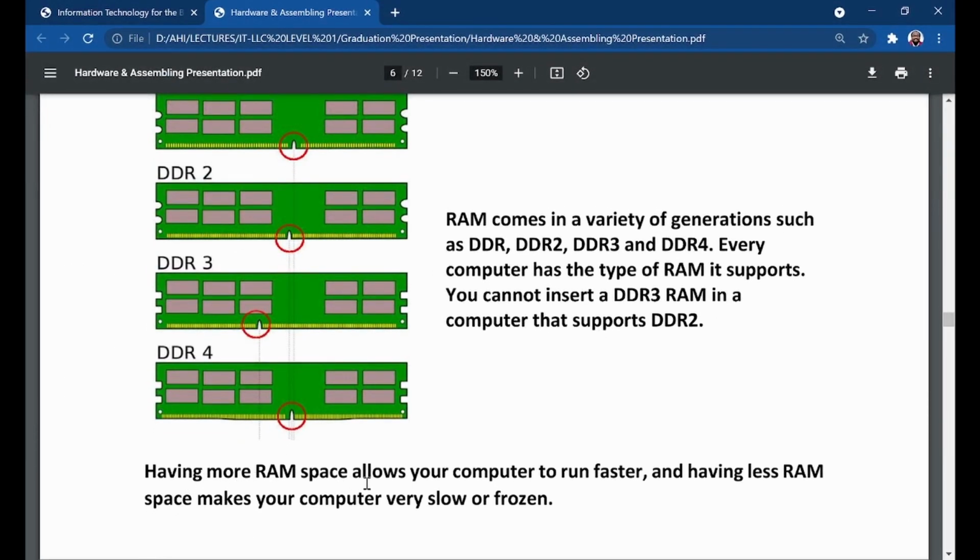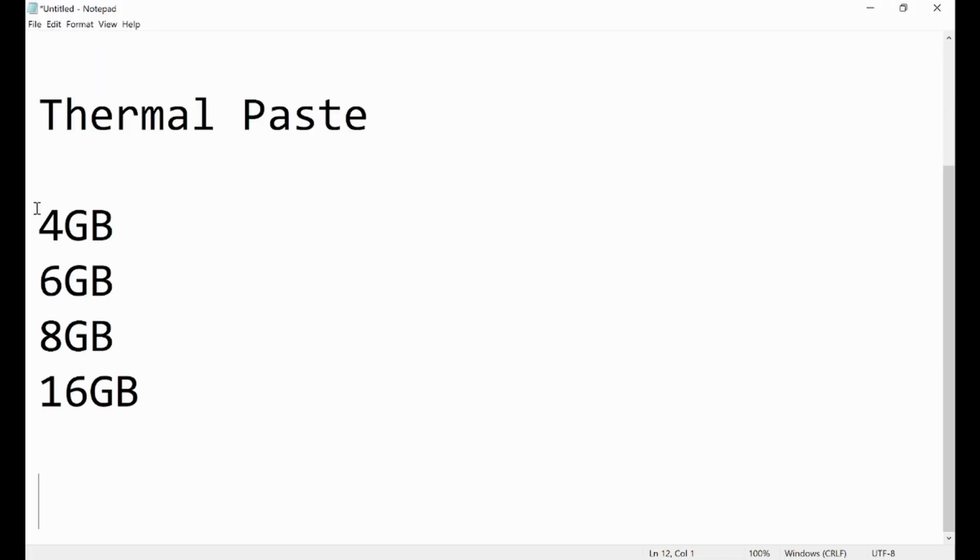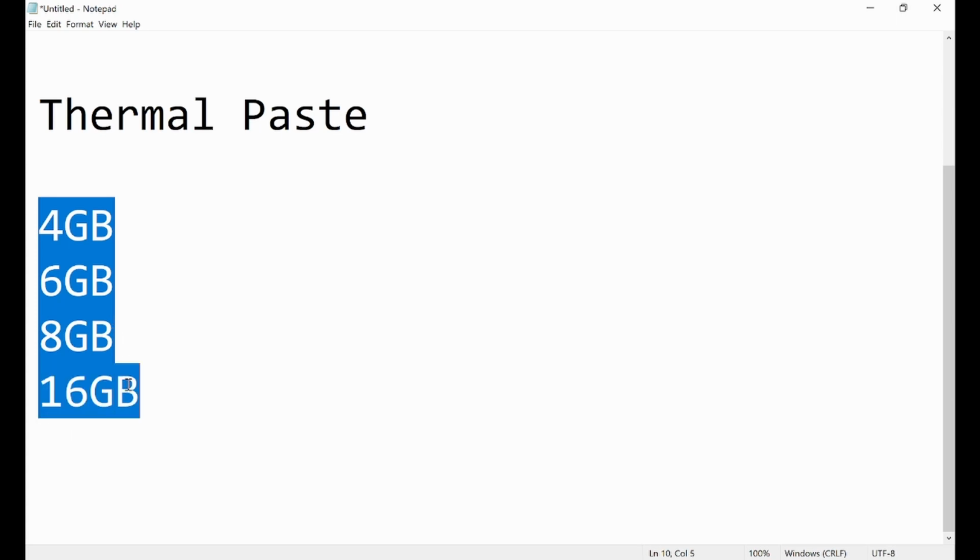Having more space allows your computer to do what? Run faster. And having less RAM space makes your computer very what? Slow or frozen. So if you have RAM less than 4 GB, you are going to experience a lot of freezing. Is that okay? So if you have a PC and you want to enjoy it, you need to have your RAM more than 4. You should have 6, 8, 16.